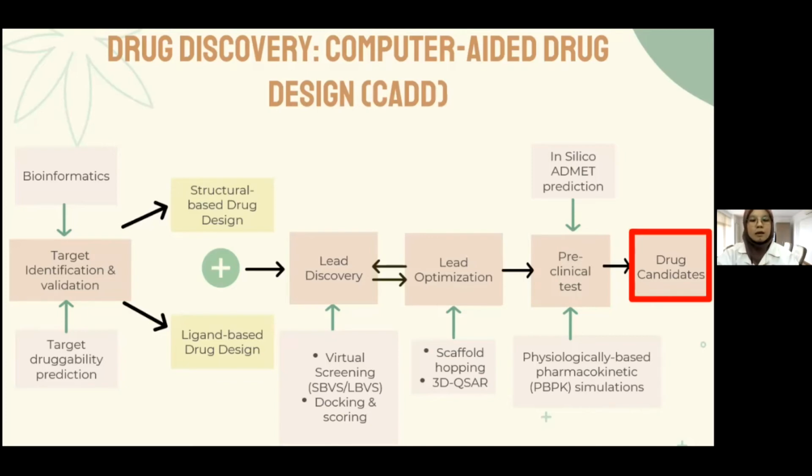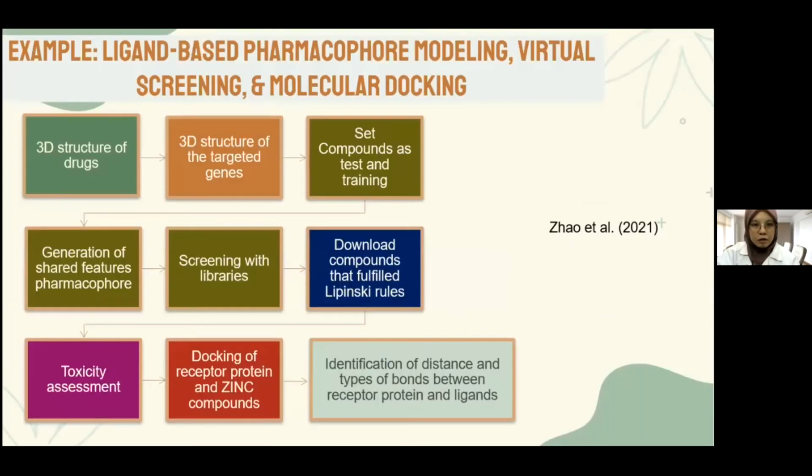This is an example of a study that used ligand-based pharmacophore modeling, virtual screening, and molecular docking to find novel compounds for diabetes. The 3D structure of drugs was obtained using PubChem. The 3D structure of the targeted gene was obtained using PDB. Compounds were set as test and training sets. Generation of shared features pharmacophore and screening with libraries were performed using LigandScout.